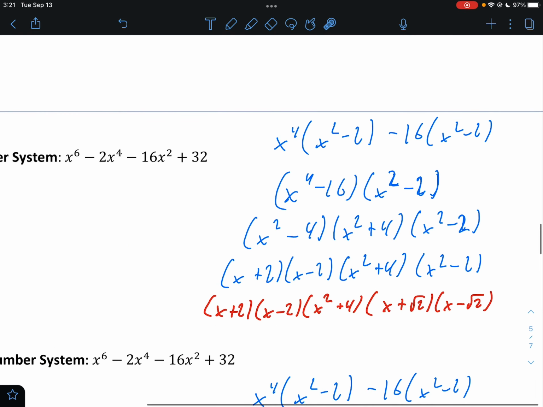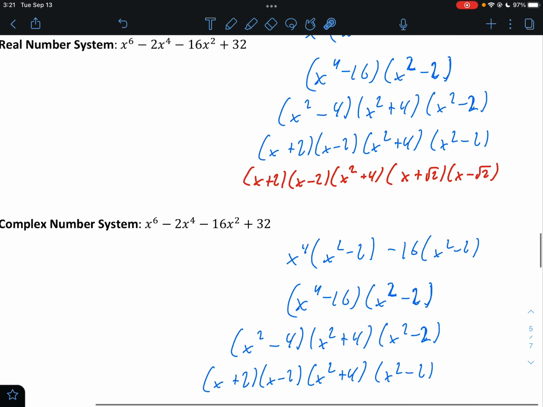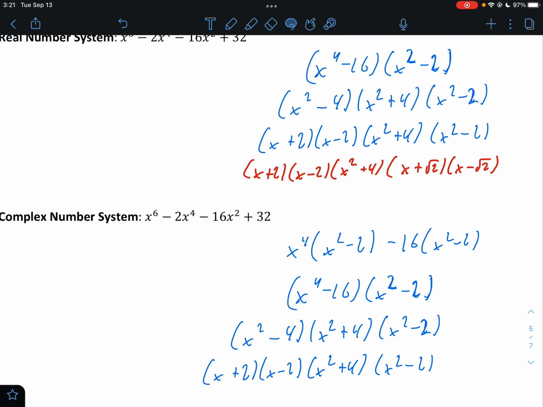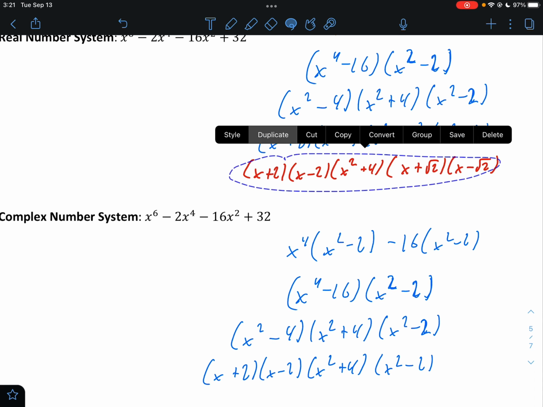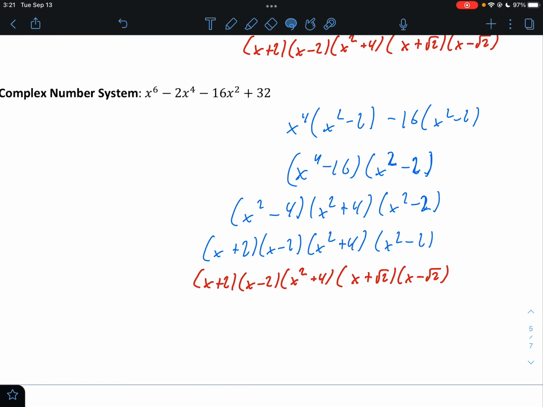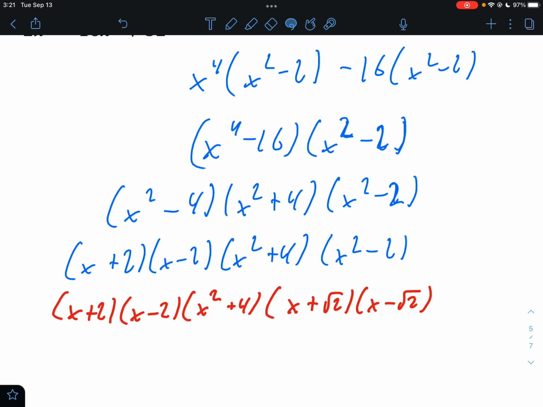One more, now we're going to factor it in the complex number system. So we're going to take everything we just did and see if we can go one step further. All right, so again, if you want to copy and paste from above, you're welcome to do so.